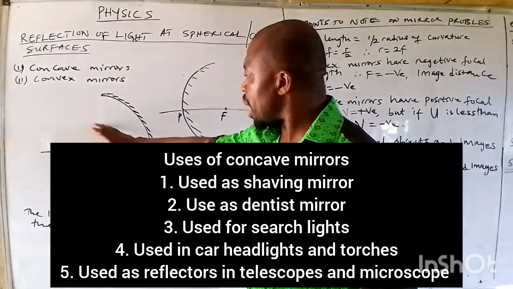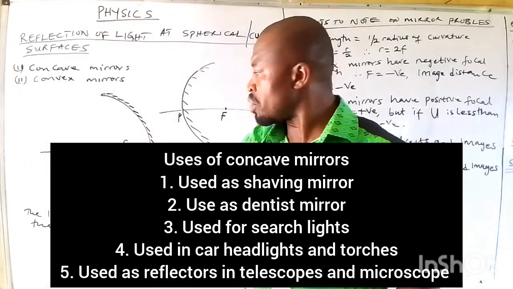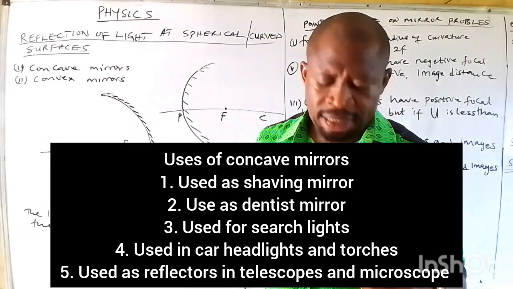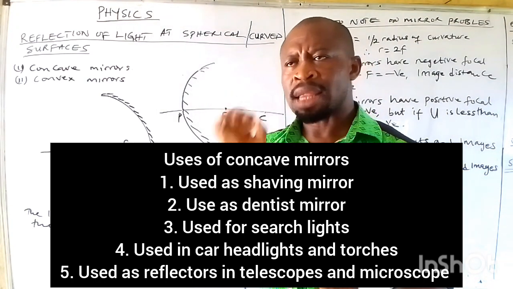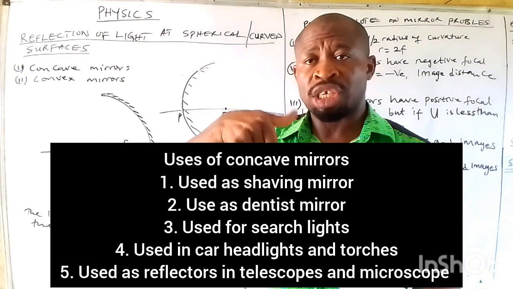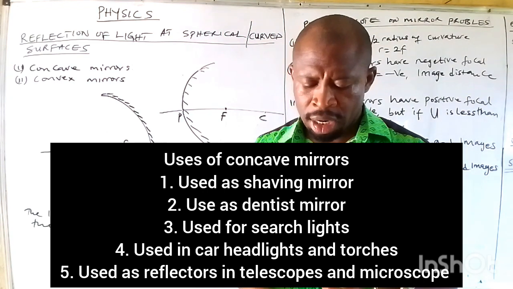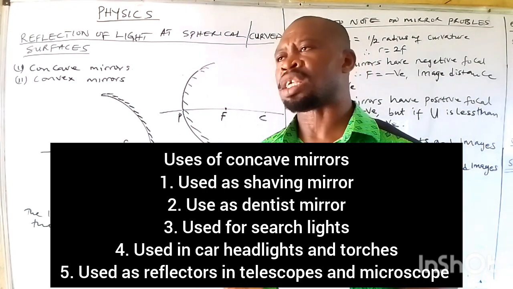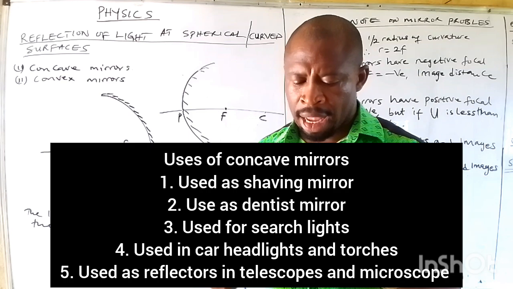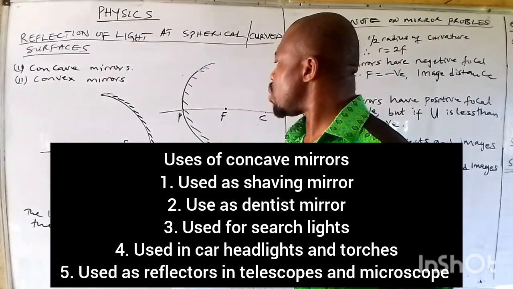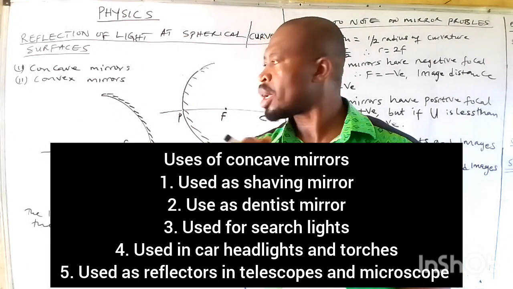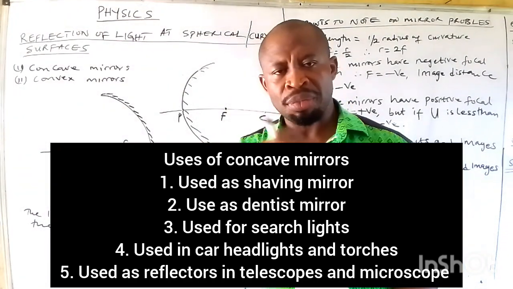For these concave mirrors, they are used as shaving mirrors. They are used as dentist mirrors. Next, they are used in satellites. They can also be used in the headlamp of motor vehicles, or even in torches. Then they are used as reflectors in reflecting telescopes and microscopes.